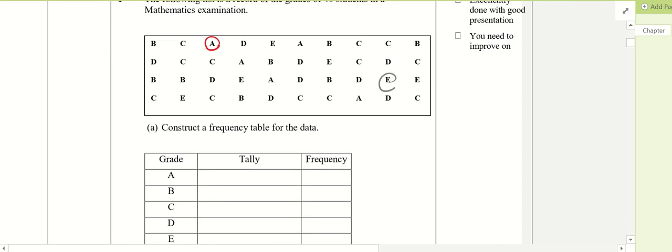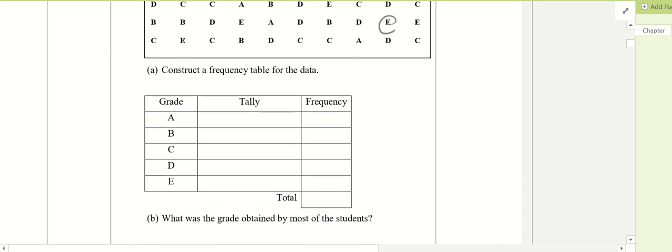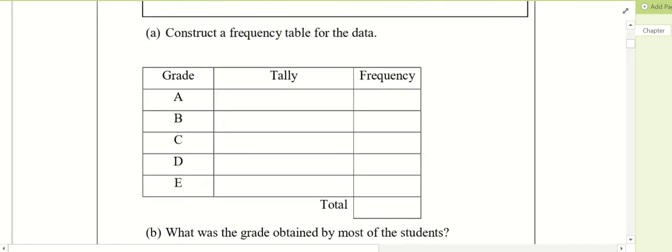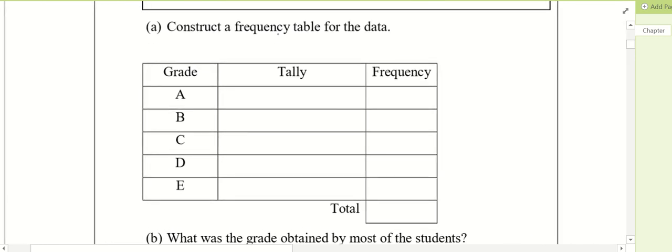Okay, so you can present them in a frequency table first. We're not even talking about graph first. We're presenting them in a frequency table. First of all, you see this word frequency. Okay, what does this mean? Frequency means number of times it appears.